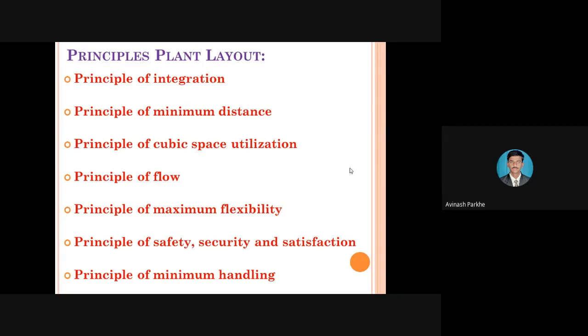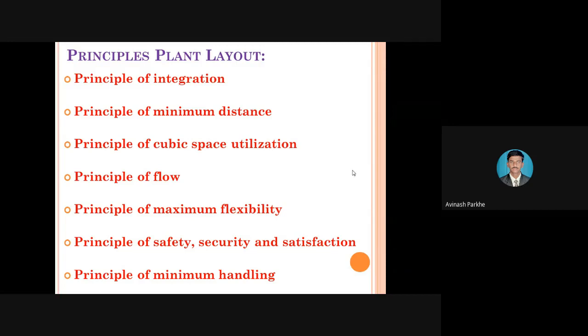Also, whenever a single operator is handling a number of machines simultaneously, all the important machines should be located near that operator only, so he can handle all the machines immediately within minimum distance. Therefore, the second principle, the principle of minimum distance, is applicable to the machines, and the same principle is applicable to the operators, workers, or men also. So this is the second principle.